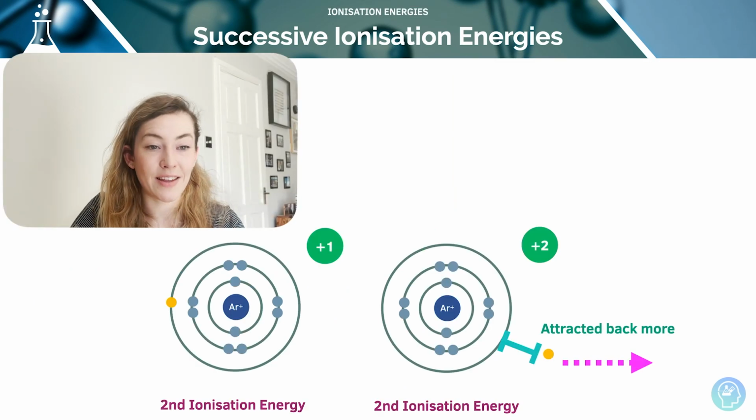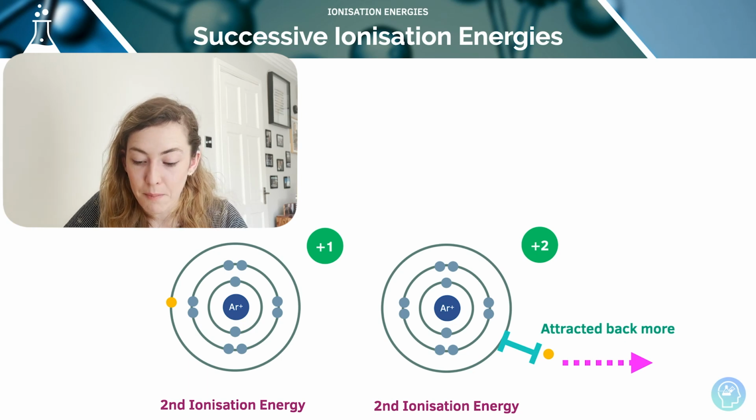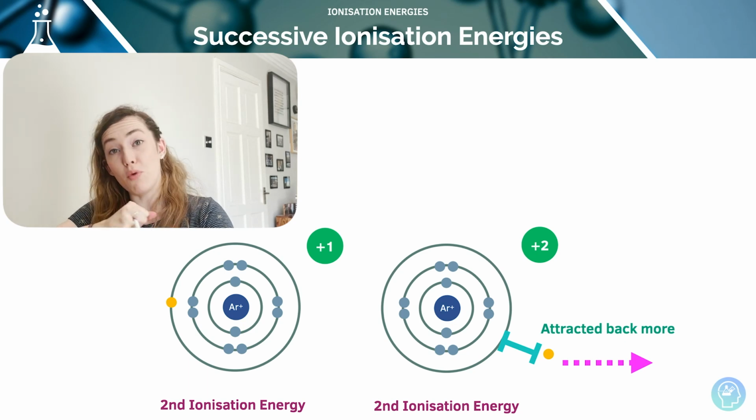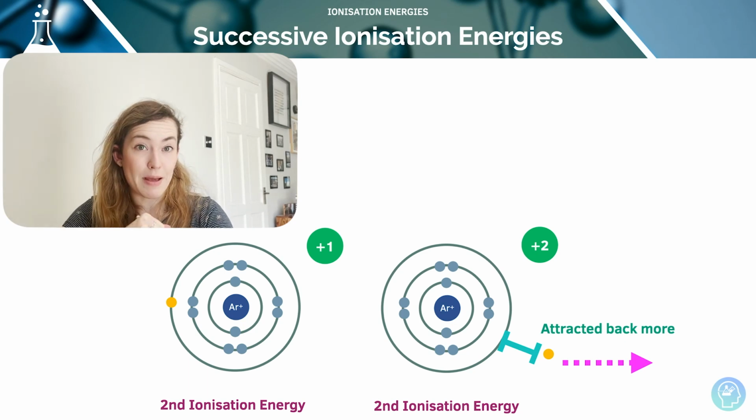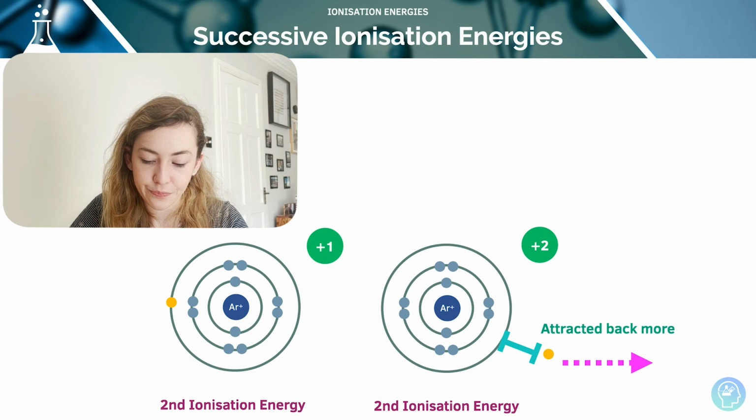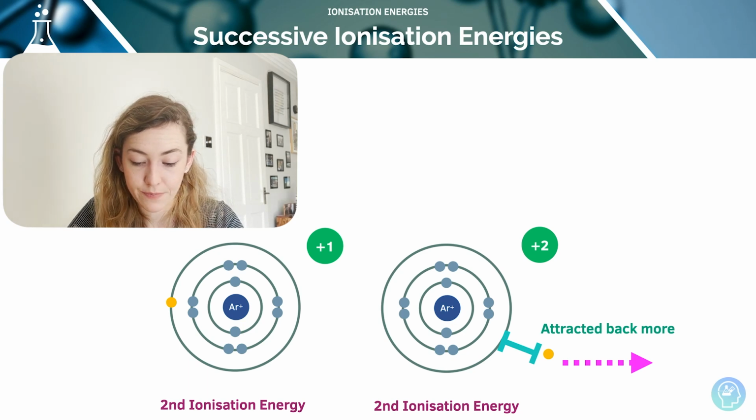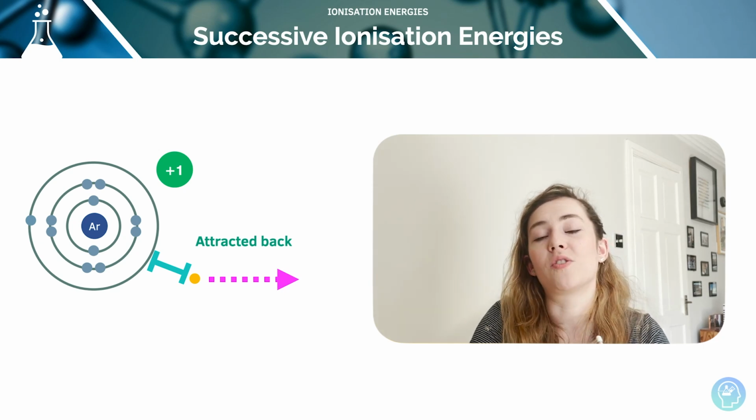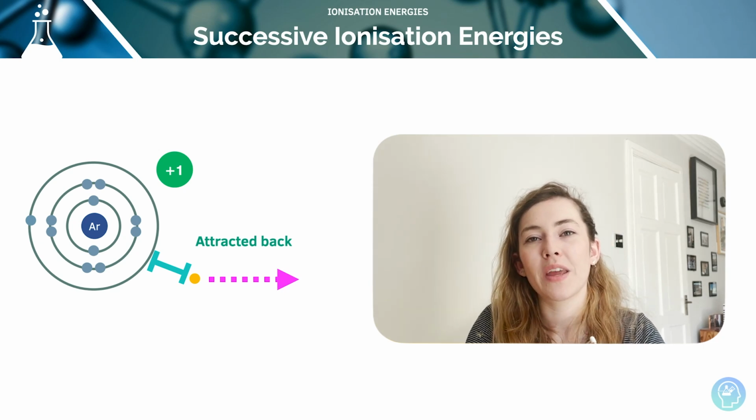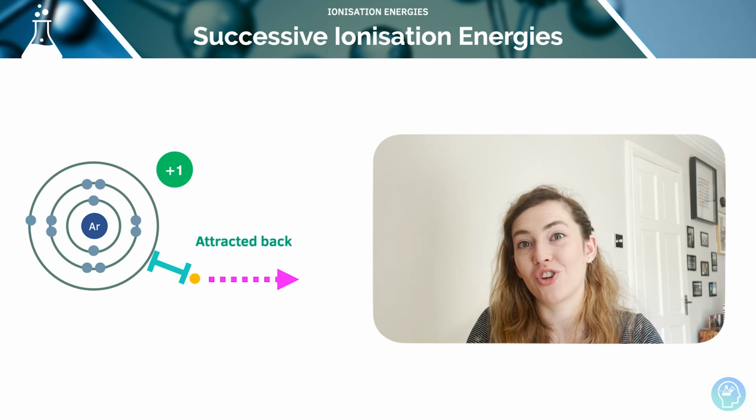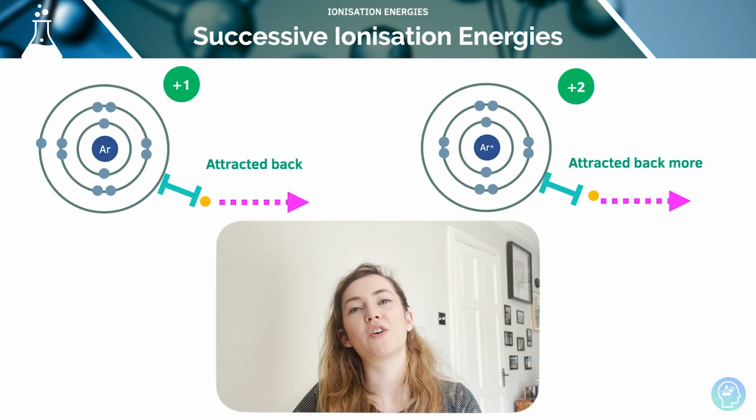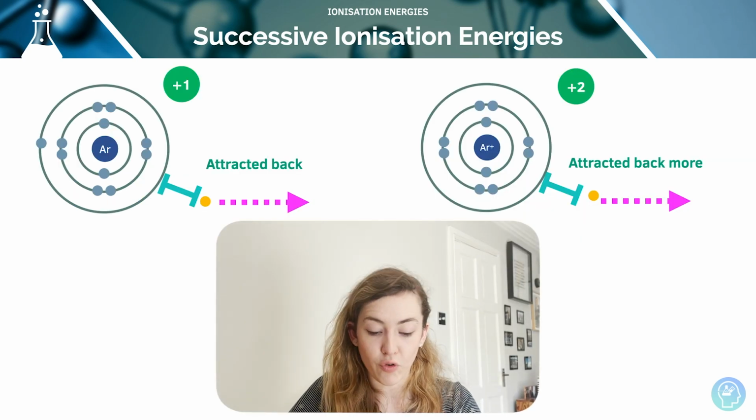When we remove the second electron, it's attracted back more. Okay, so it's going to be even harder to fully remove it from the atom, and it's really going to be pulled back. Hence, it requires more energy. So the stronger the attraction pulling that electron back towards that atom or that ion, the more energy is obviously going to be required to overcome that force. Therefore, the greater the successive ionization energy. Of course, with the first ionization energy, you're going to remove it from the atom.